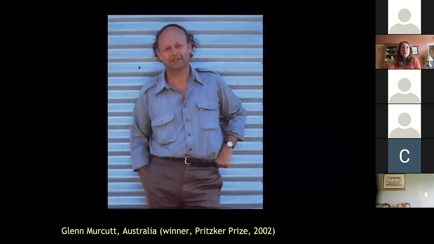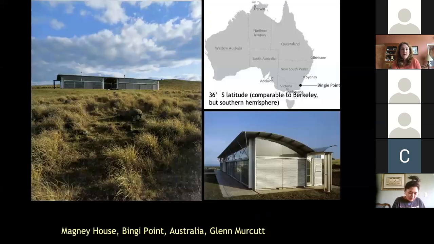All right, so another house I wanted to show you is done by Glenn Murcutt, who does all of his work locally in Australia. He's a wonderful architect. If you want to look up more of his projects, he won the Pritzker Prize in 2002, which is a very coveted prize in the architecture field. And I wanted to show you the Magney House, which was built in a temperate climate. You can see in the map on the upper right, it's on the southern coast of New South Wales.